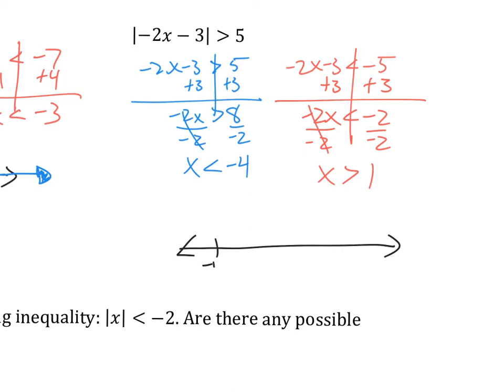Okay, so we'll put -4 on our number line, 0, and 1 here. So x is less than -4, open circle at -4, shade to the left. X is greater than 1, open circle at 1, shade to the right.